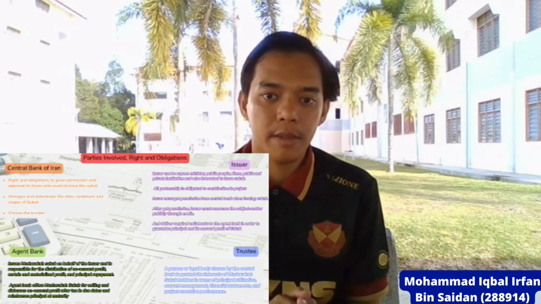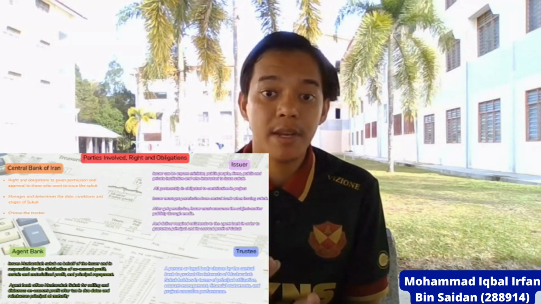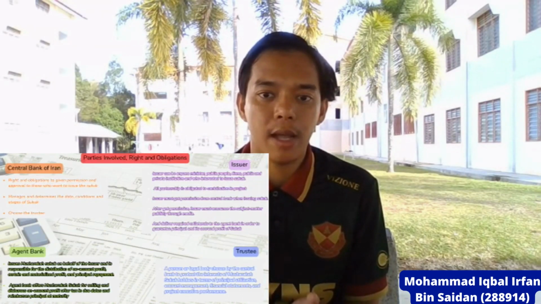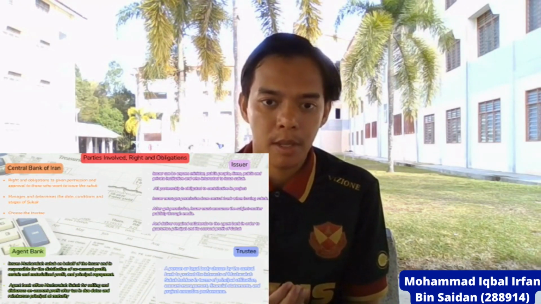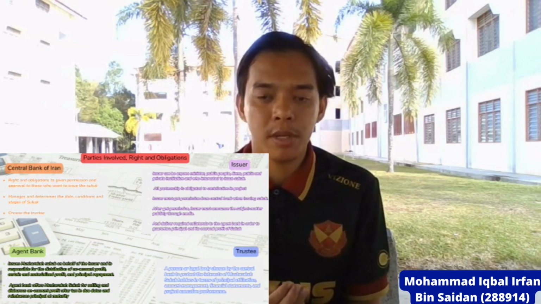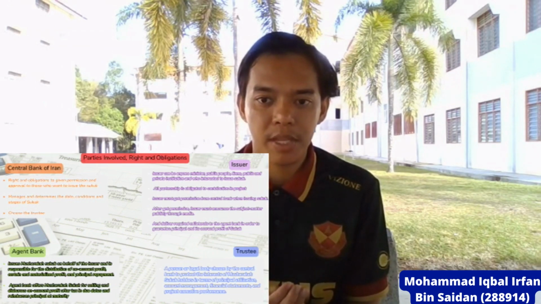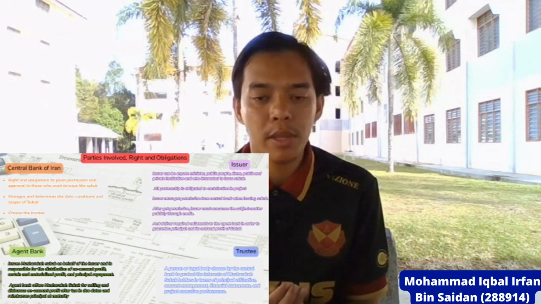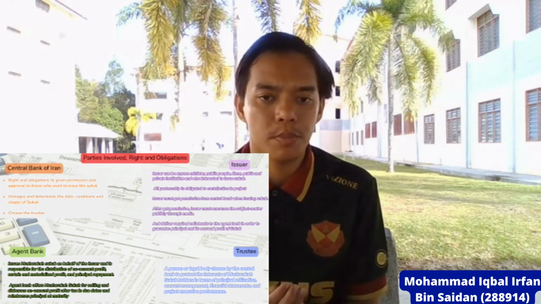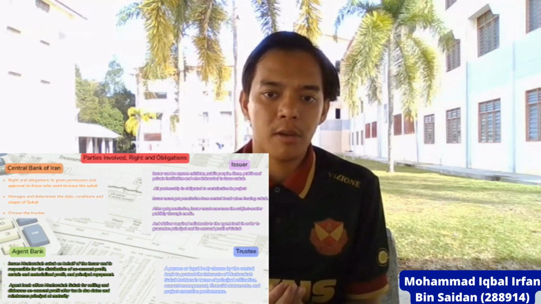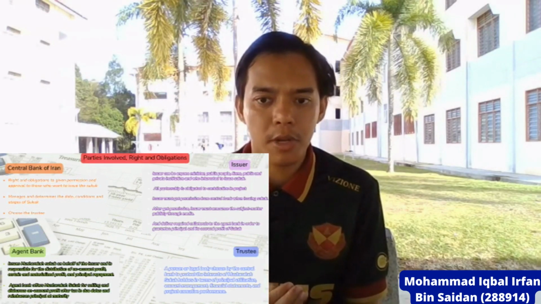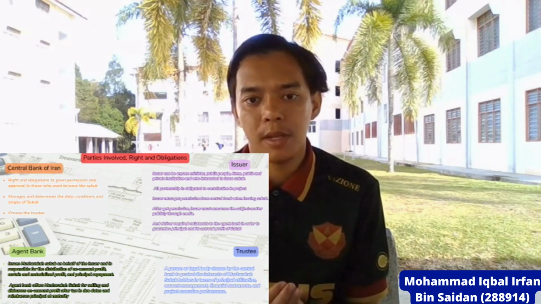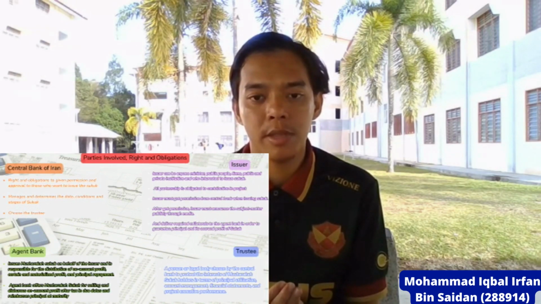So, the parties that are involved and their rights and obligations. Firstly, the Central Bank of Iran has the right and obligation to give permission and approval to those who want to issue the Sukuk. The Central Bank of Iran also manages and determines the date, condition, and scale of the Sukuk. Lastly, it chooses the custodian.